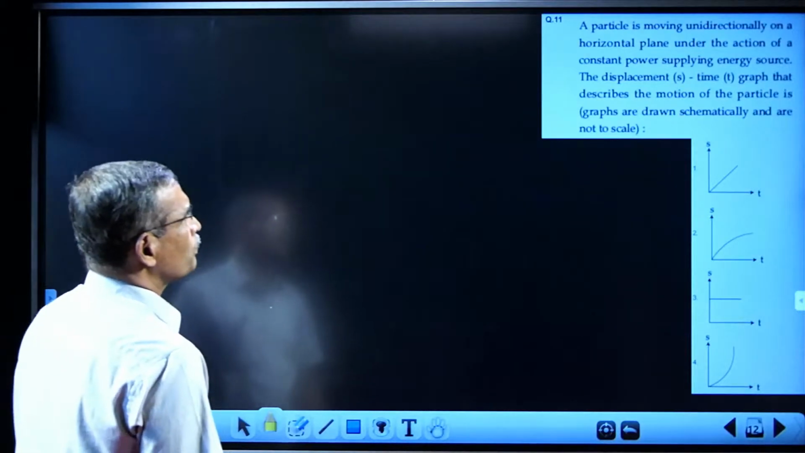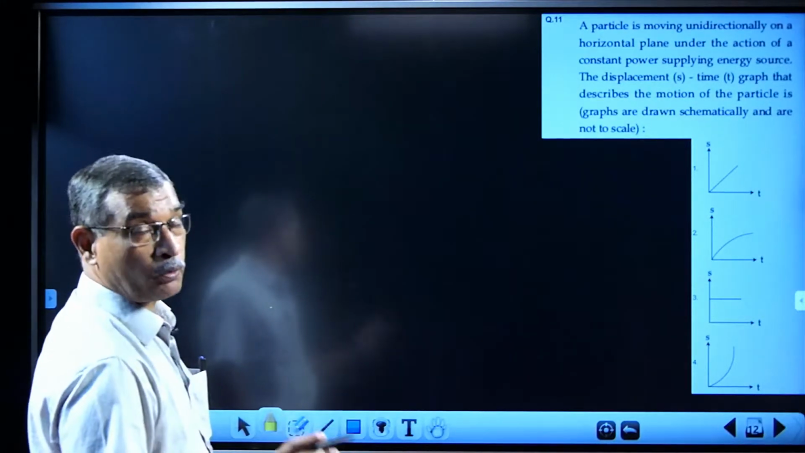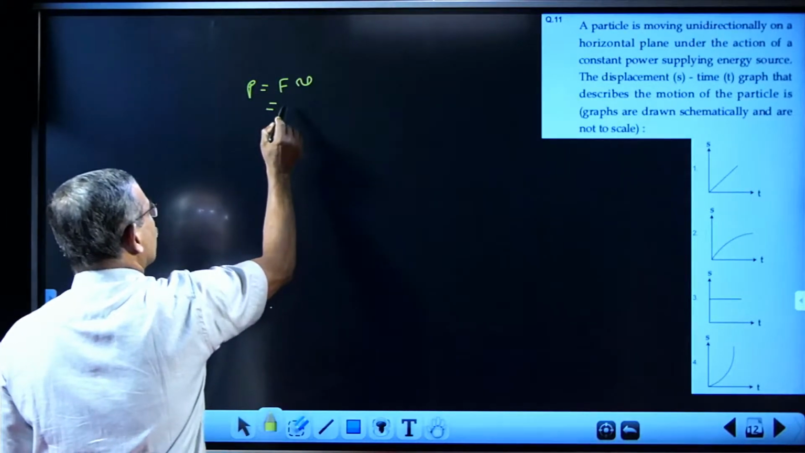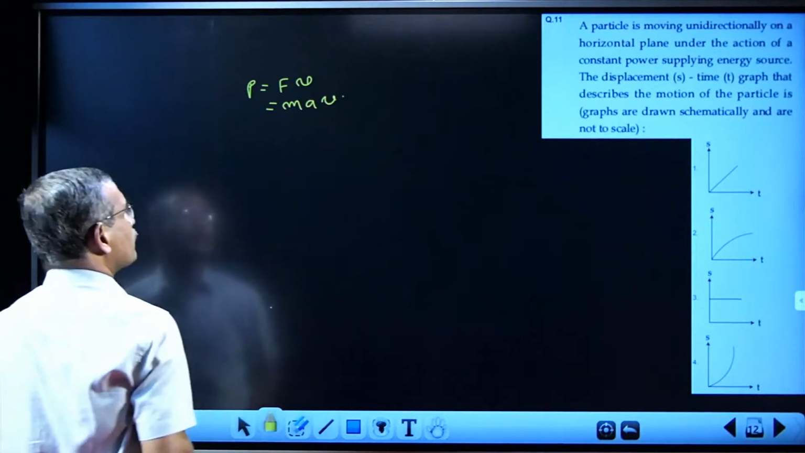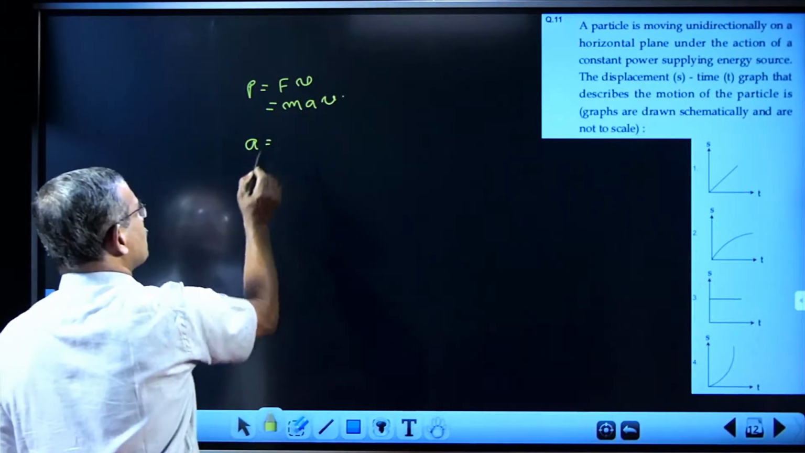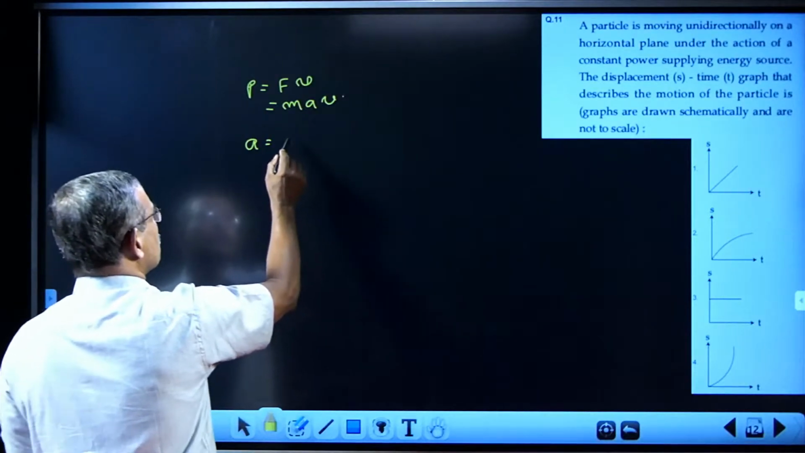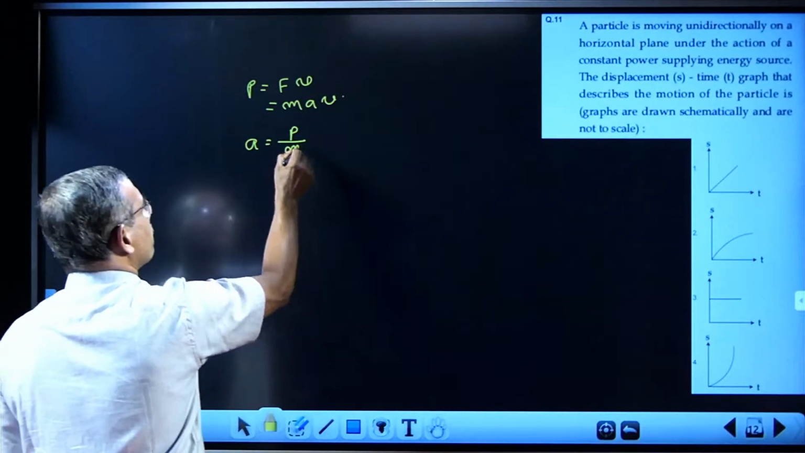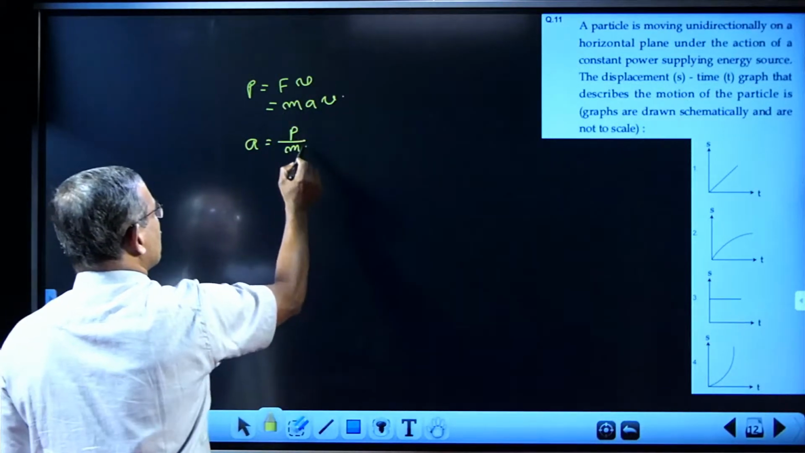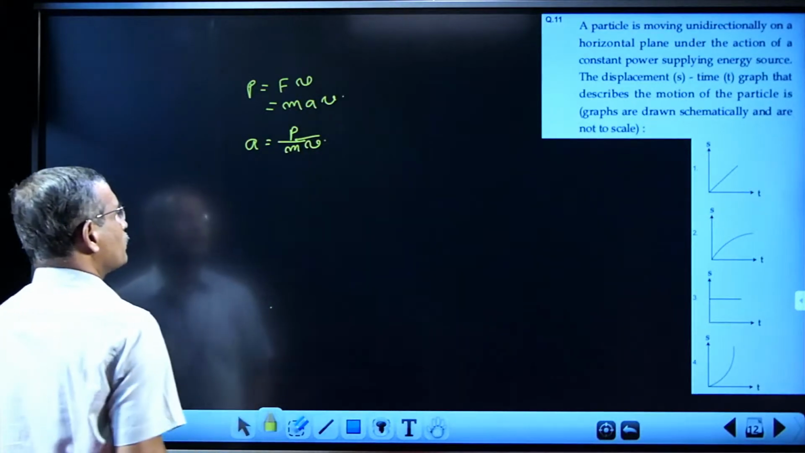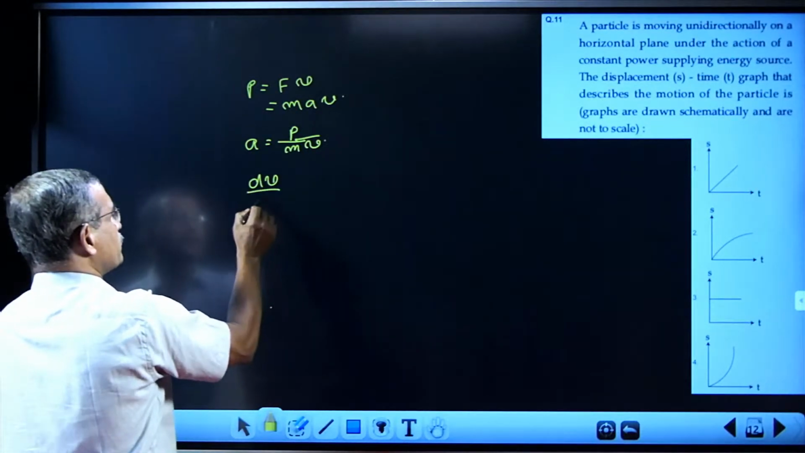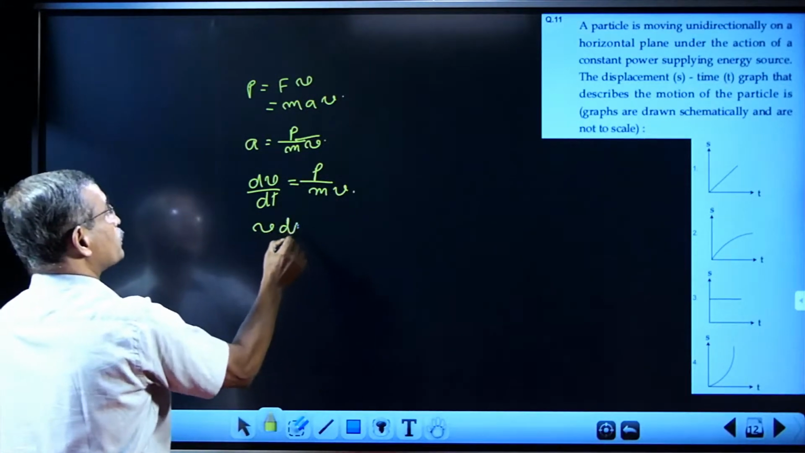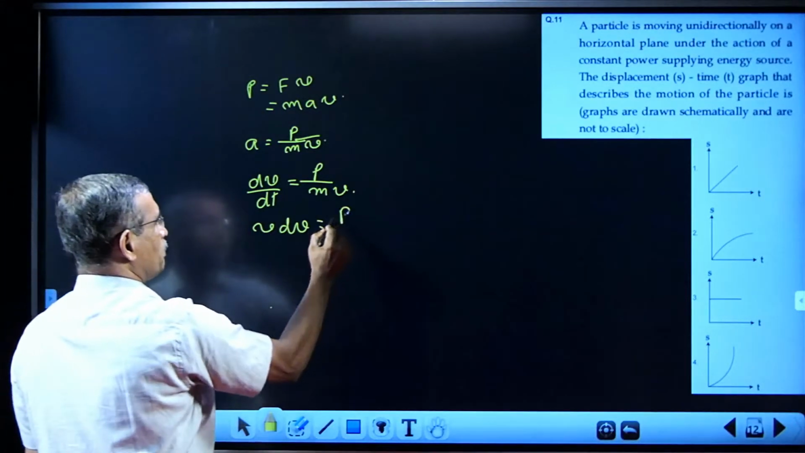Now in the problem, constant power is said, power supplied is constant. Power is given by force into velocity. Force is mass into acceleration, into velocity. From this, acceleration a is equal to P by m v, and a is equal to dv by dt. It's equal to P by m v. Rearranging, v dv is equal to P by m into dt.